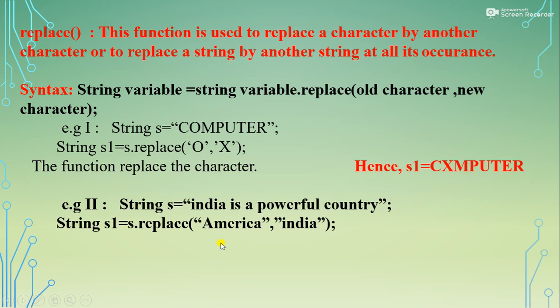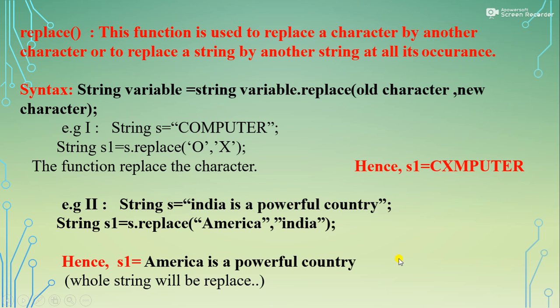Next, string s equals, here I have written one sentence, that means whole strings. So here whole strings will be changed. "India is a powerful country." In s1, s dot replace("India", "America"). So it is again the old string and this is the new string. In place of India it will be replaced with America. So in the s1 variable, "America is a powerful country." Here the whole string is replaced.